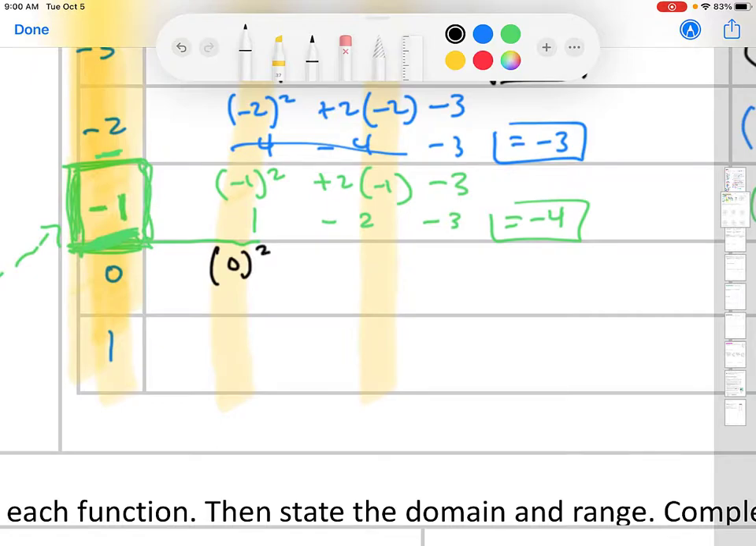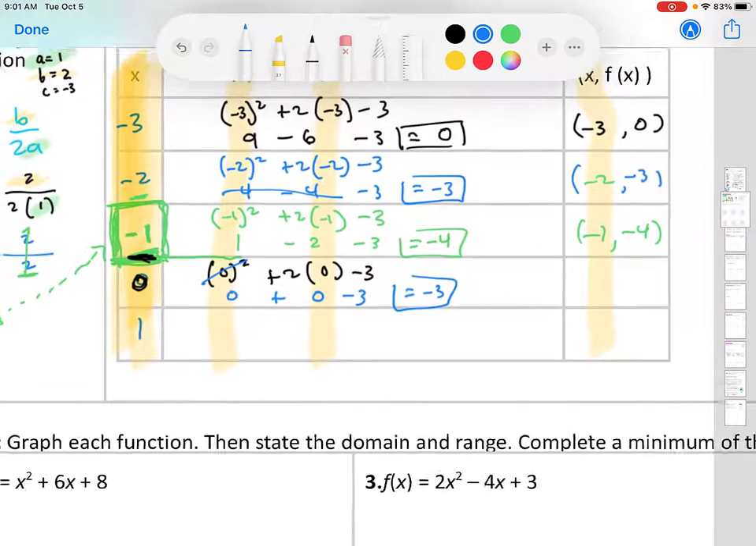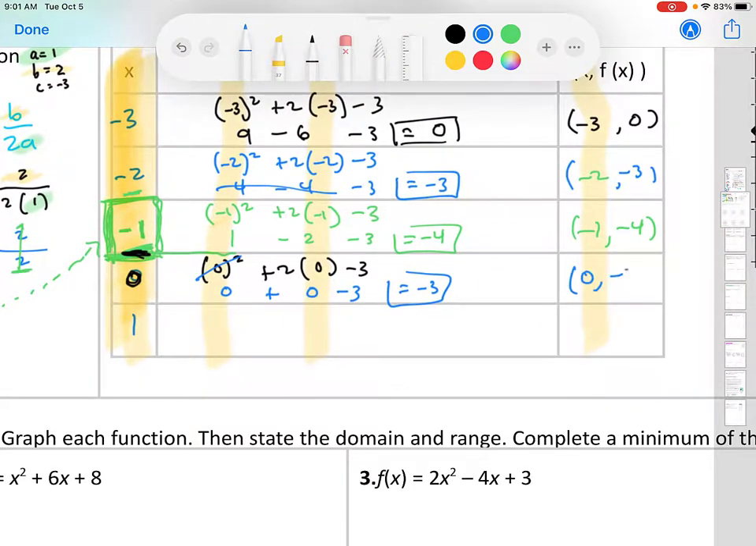All right, in the parentheses, now we're putting 0. How did I get 0? Because that's the number over here, and it's a number next to the axis of symmetry. We always love 0. 0 squared is 0. 2 times 0 is 0, minus 3. So now I have negative 3. So that would be an ordered pair of 0, comma, negative 3.